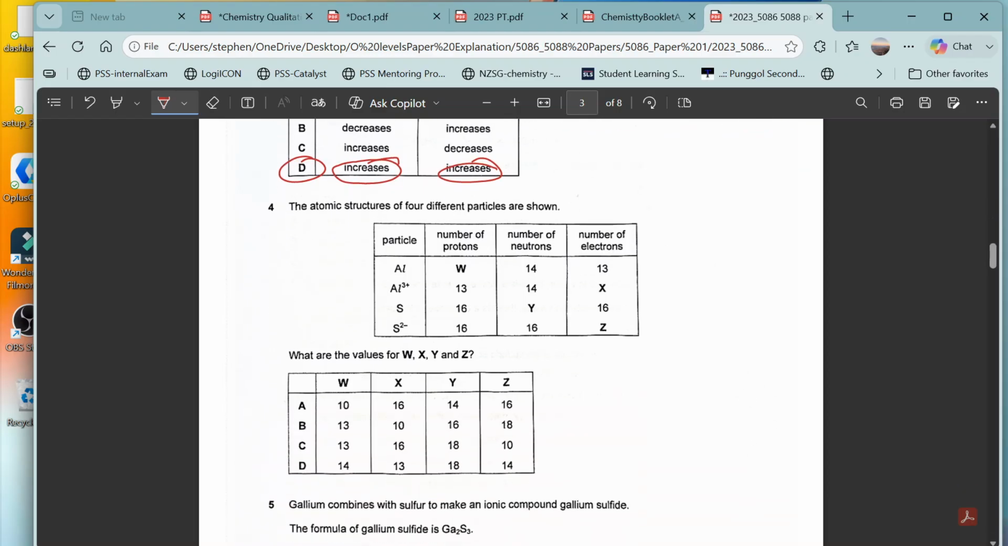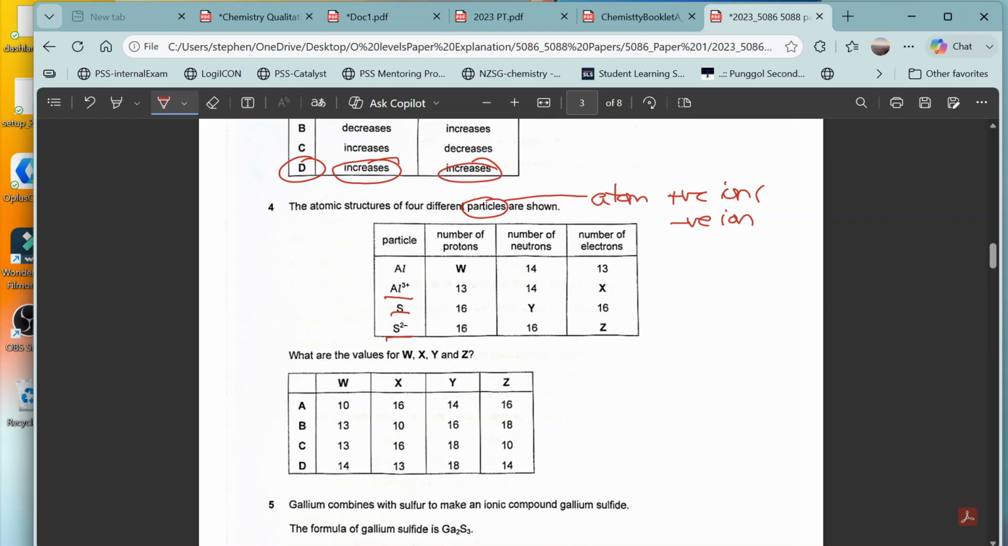Number 4, the atomic structures of 4 different particles. Now notice how this question works. They say particles, they never say atoms. So that means it can be atoms, it can be positive ions or negative ions. Okay, learn this trick. The first one is aluminium, second one is aluminium ion, and then sulfur, and this is sulfide, which is actually a sulfur ion.